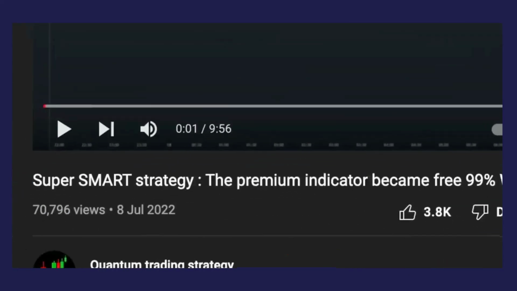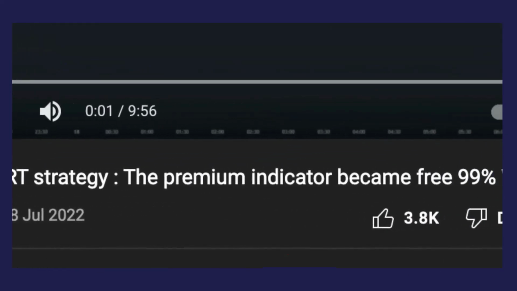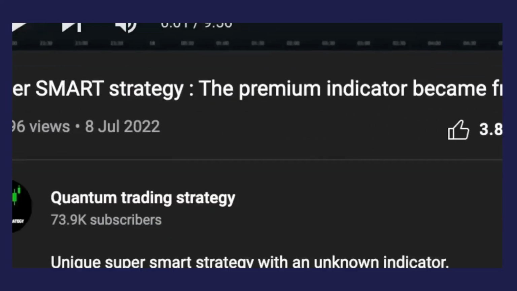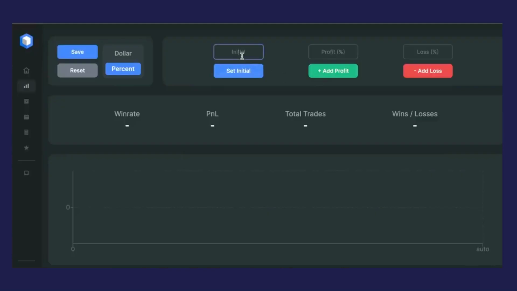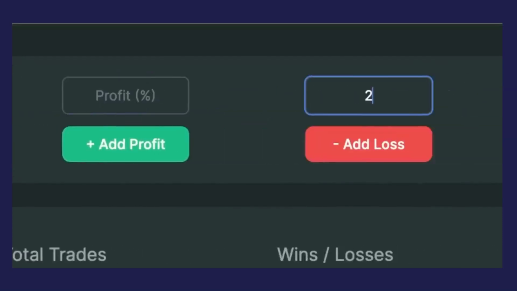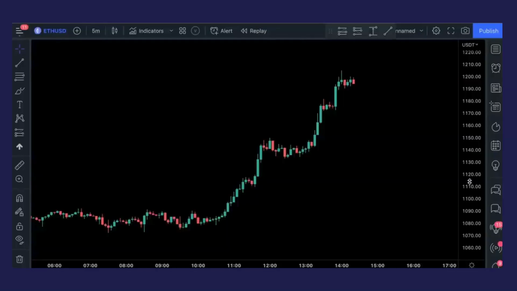In this video, I will test this super smart indicator strategy that gives 99% of win rate created by Quantum Trading Strategies. To see if it's really this accurate, I will backtest it 100 times with an account, so I set it 1000 with 1 to 1.5 risk-reward ratio for my backtesting. I will use the price indicator setup of Ethereum on a 5-minute time frame.